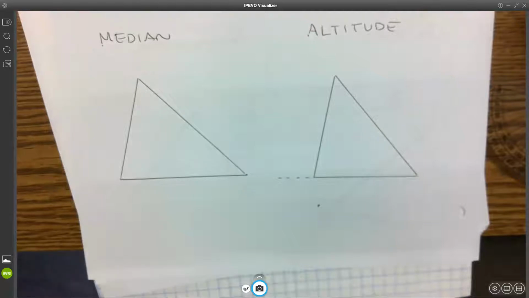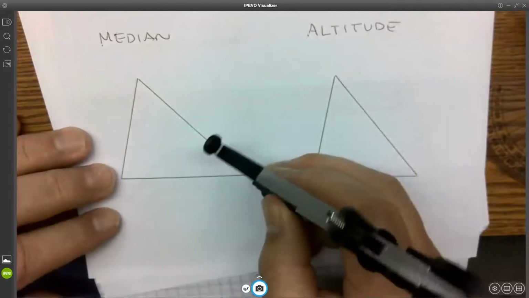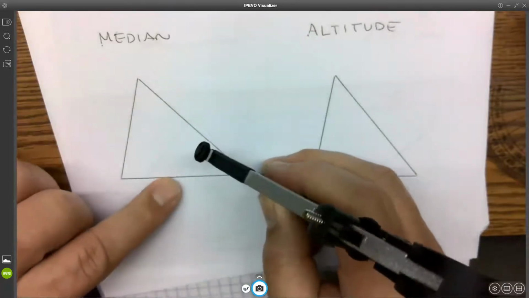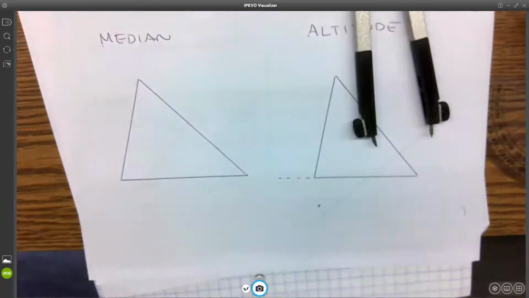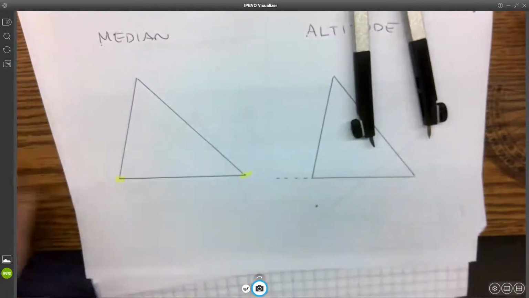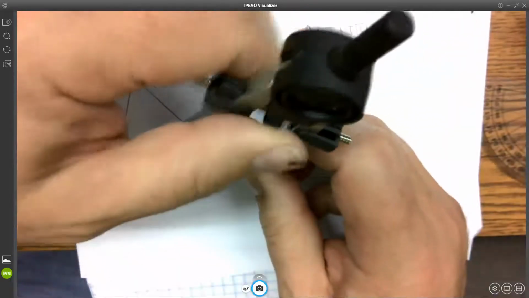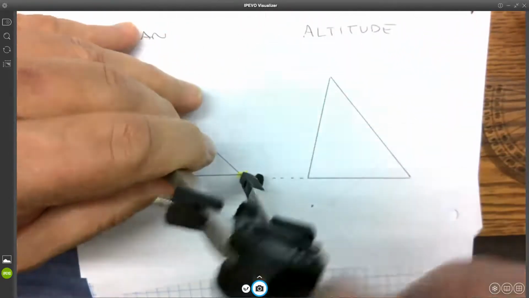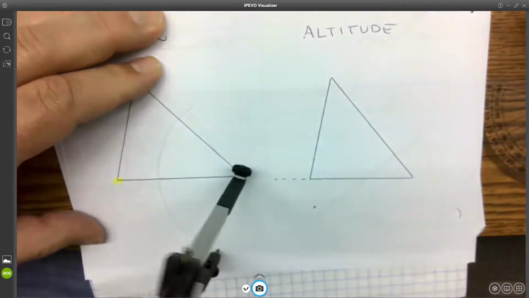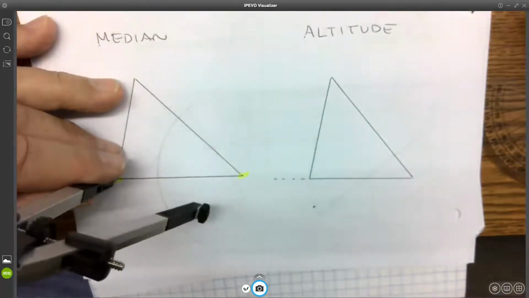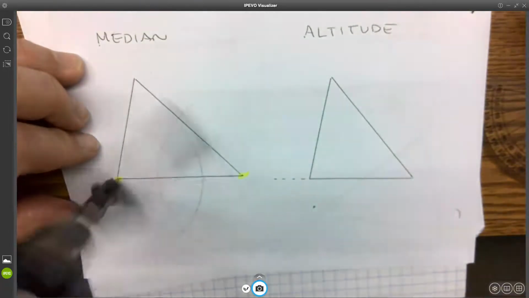Yeah, Mark. Well, I think you can find the perpendicular bisector. If we do the perpendicular bisector, doesn't that find the midpoint for us? Yes. So just like we've been doing, go from these endpoints. Go more than halfway. Make your little arc. Same length from the other side.